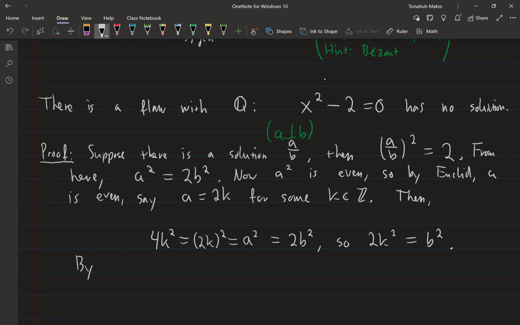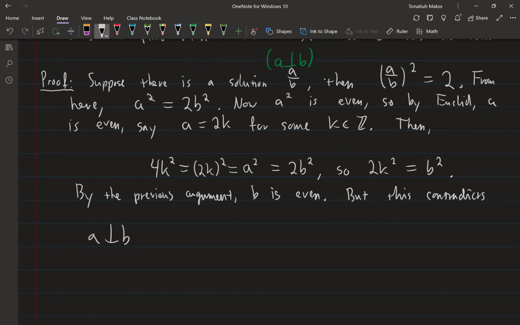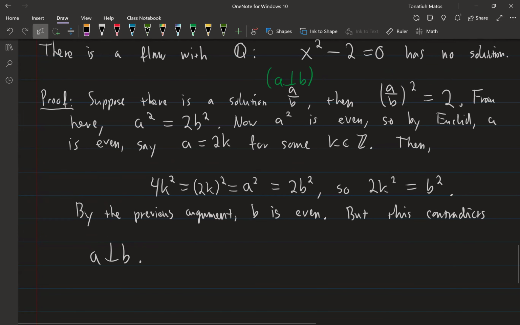So by the previous argument, using Euclid again, B must be even. But this contradicts the fact that A was not even. Sorry, they can't both be even at the same time because they are coprime, right? We chose them to be coprime. And even if we didn't choose them to be coprime, we could keep going.